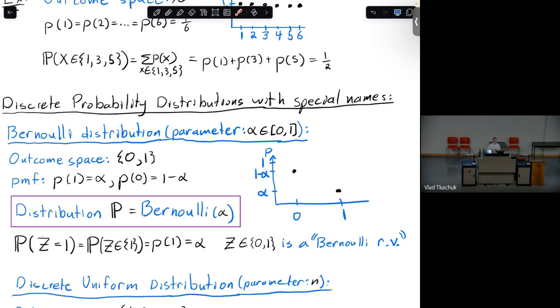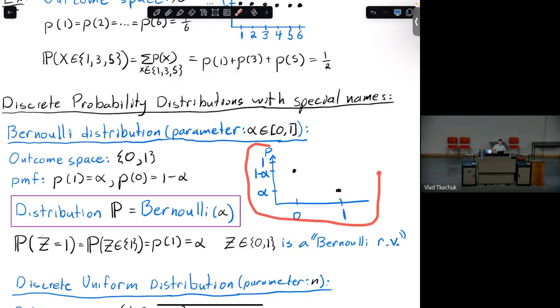So this is like flipping a biased or an unfair coin. So the chance that you get heads is alpha, while the chance that you get tails is 1 minus alpha. And so this is the plot of it. That should make some intuitive sense, I hope. And to be precise, it's written like this: Bernoulli of alpha. So it's a Bernoulli random variable with parameter alpha. And in particular, the distribution is a Bernoulli.